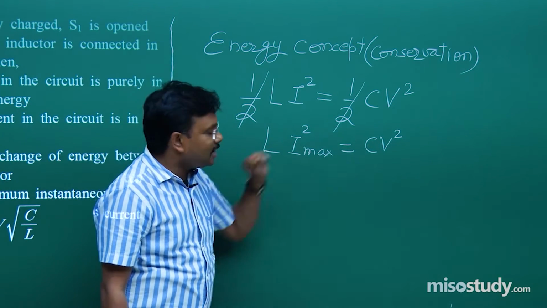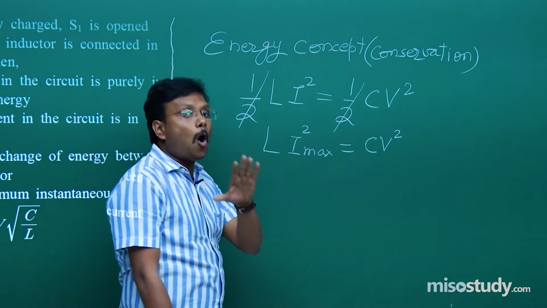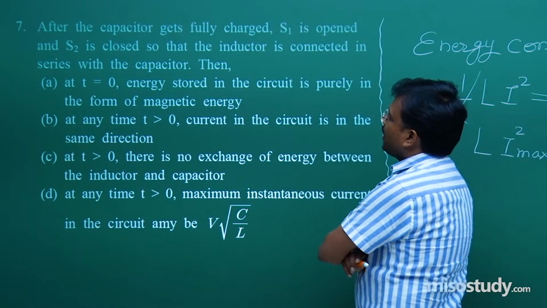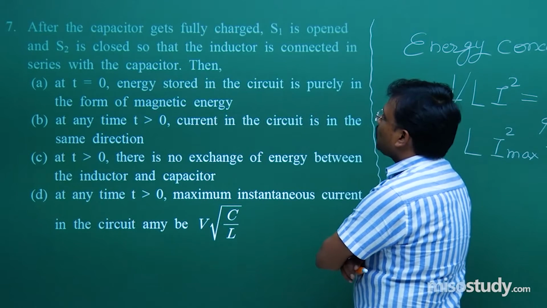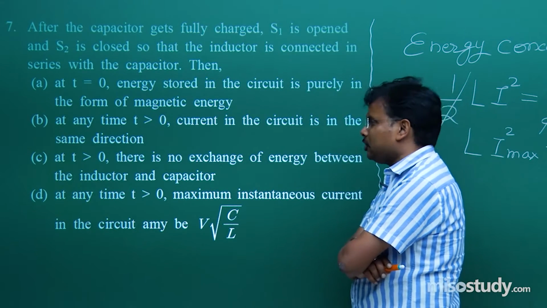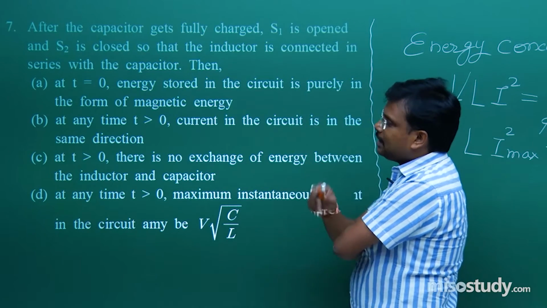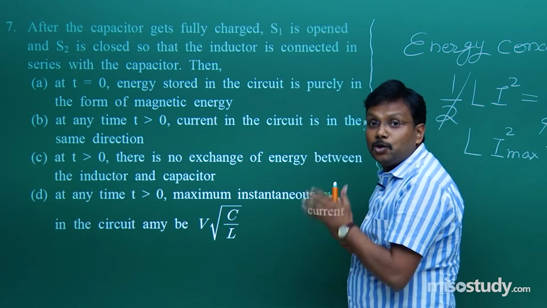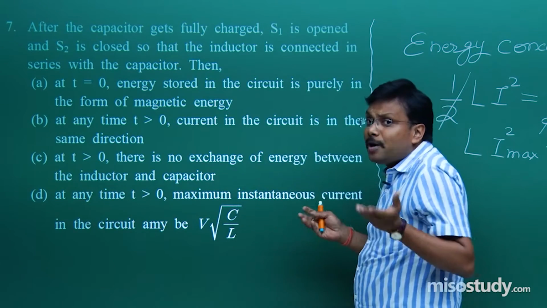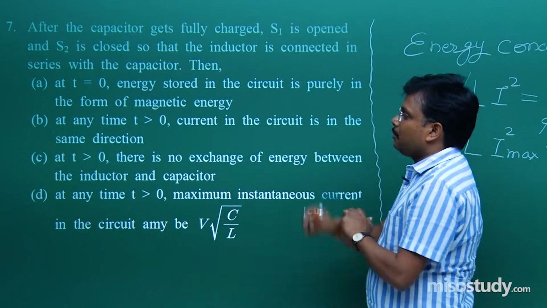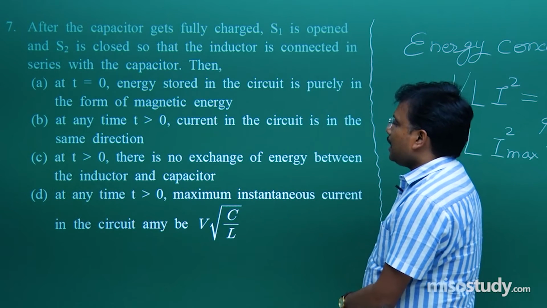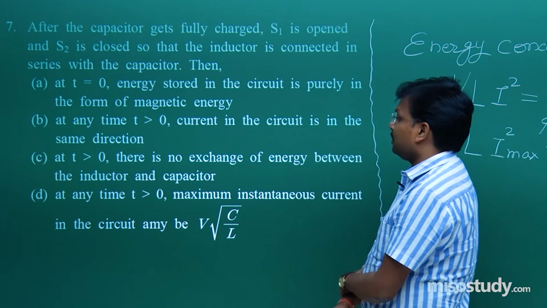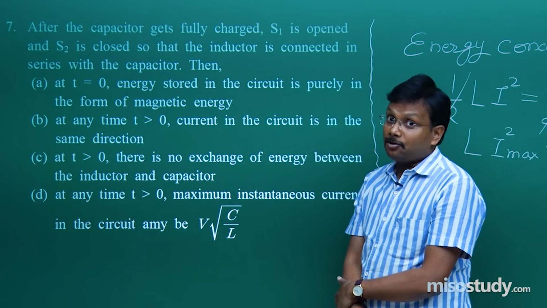Now, from here, let's try to analyze the options. Okay. So, first, at t is equal to 0, energy stored in the circuit is purely in the form of magnetic energy. No. Because at t is equal to 0, the capacitor will start providing to the inductor. So, at that point of time, how you can say magnetic total? Not possible. Come on to this B. At any time t is greater than 0, any time current in the circuit is in the same direction. That is also not true.